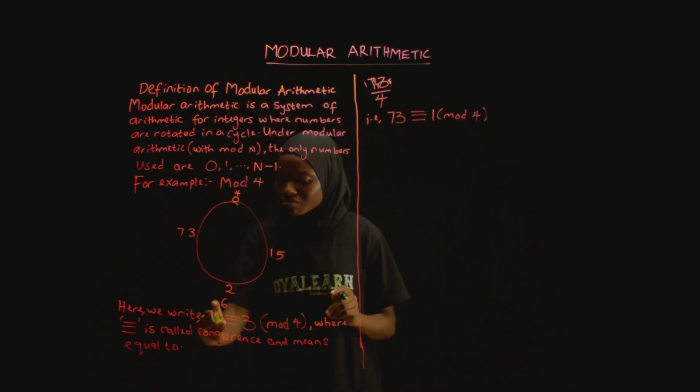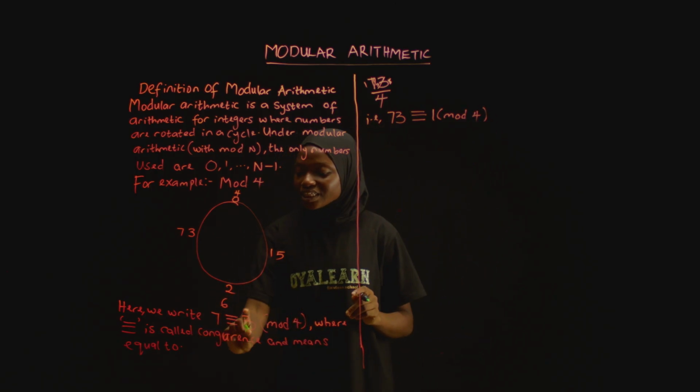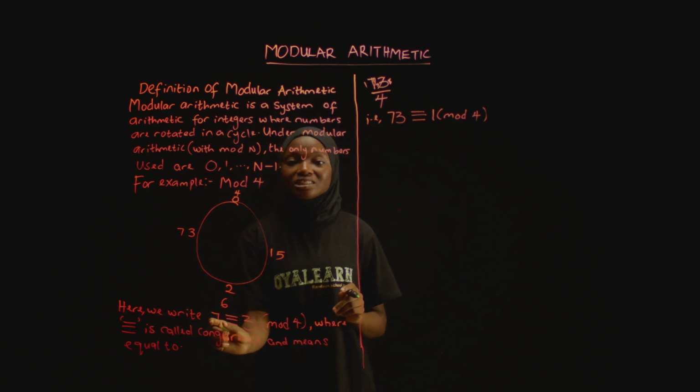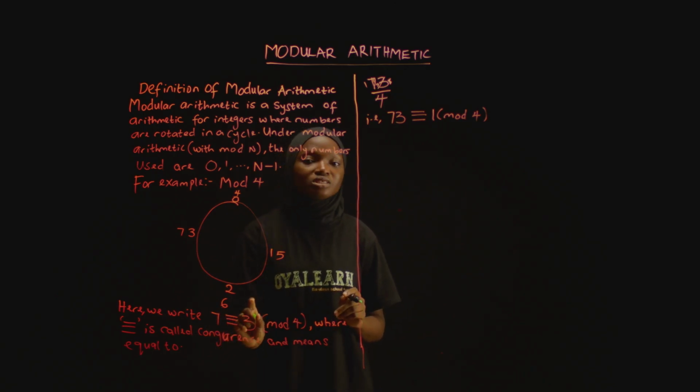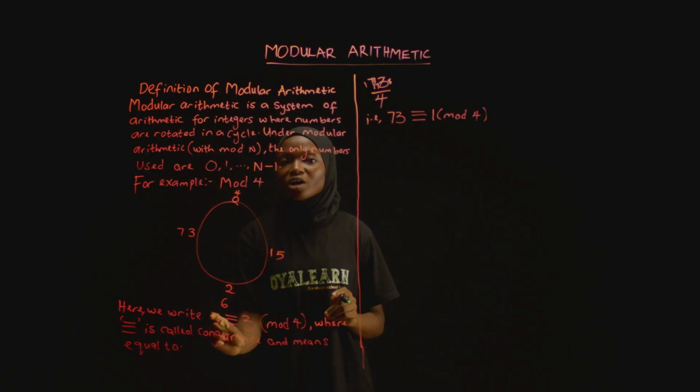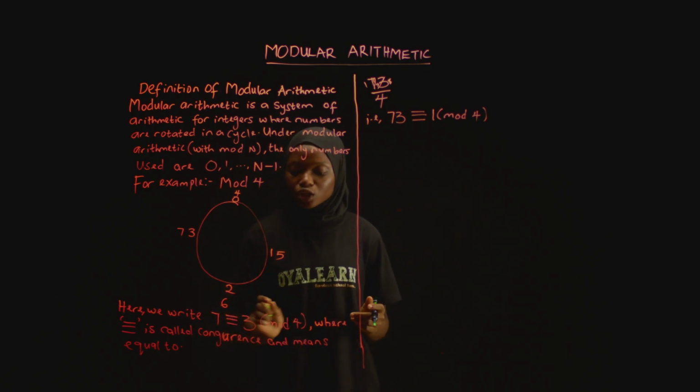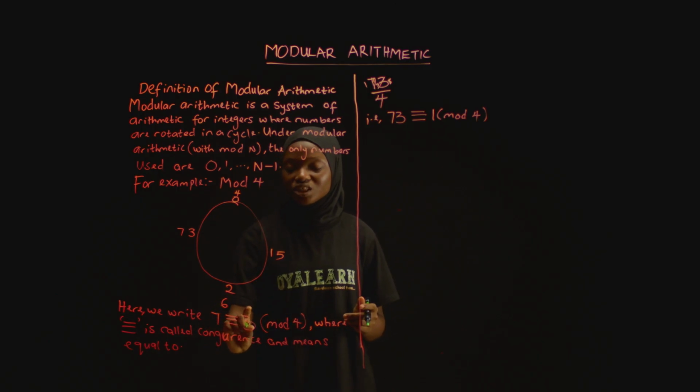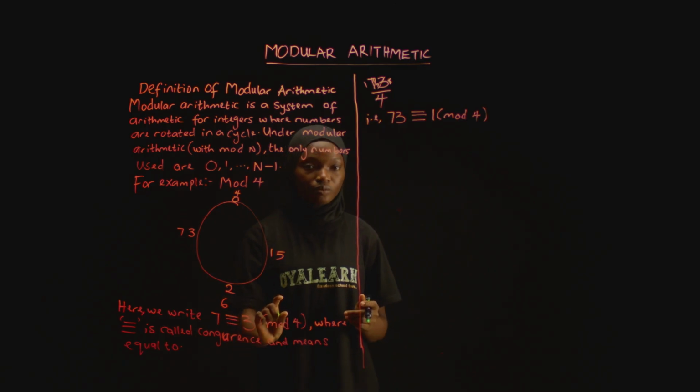Just like we have 7 in mode 4, this 3 can also be gotten by dividing this 7 by 4 and picking out the remainder. When you divide 7 by 4, you have 1 remainder 3. So that's why we have 7 equivalent to 3 in mode 4.